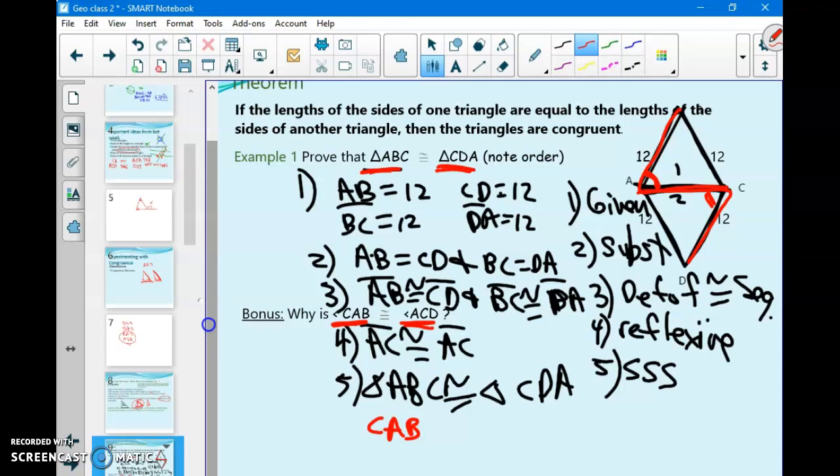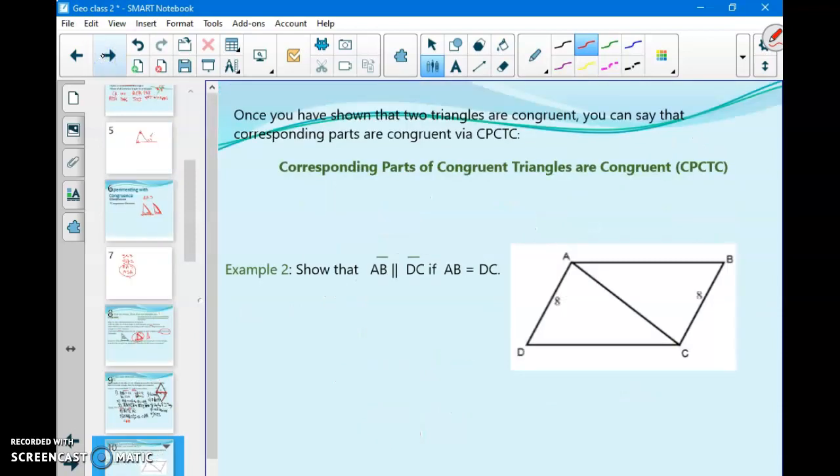CAB: first, or last, first, second, and ACD: last, first, second. Yeah, if you look at the positions of them, they are the same. And so they are congruent because once you know that the two triangles are congruent, you can say that the corresponding parts are congruent via CPCTC.